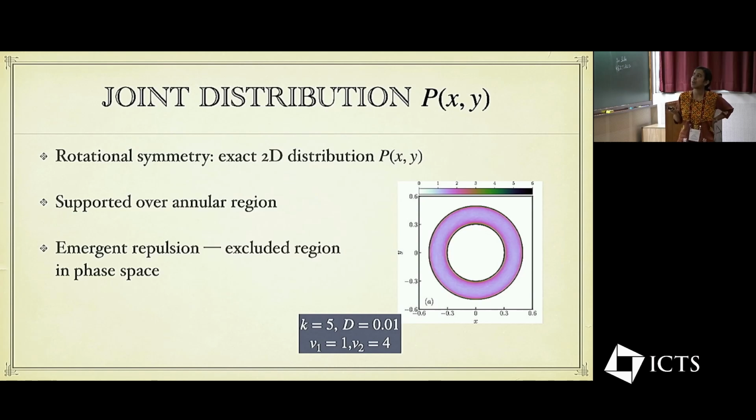this is a plot of the distribution. It is supported only over an annular region in the xy plane, xy meaning the x and y component of the separation vector. And it's most likely to be at either this inner ring or this outer ring.